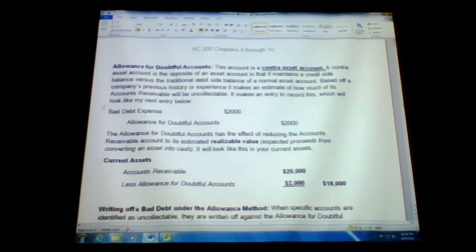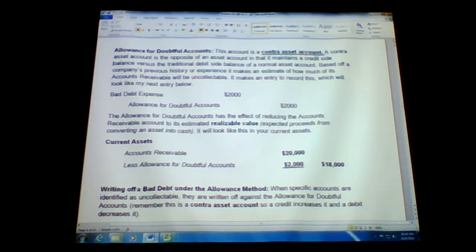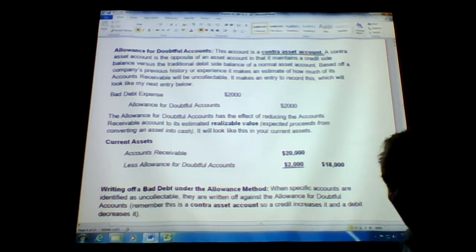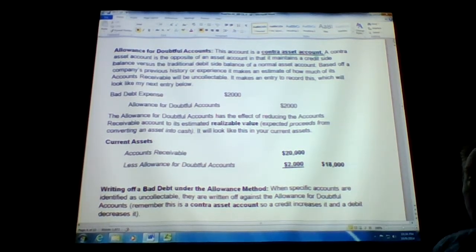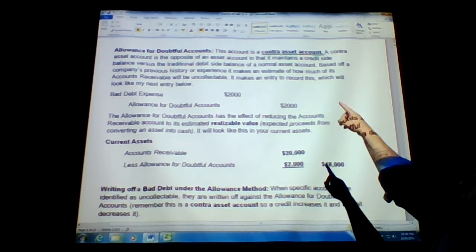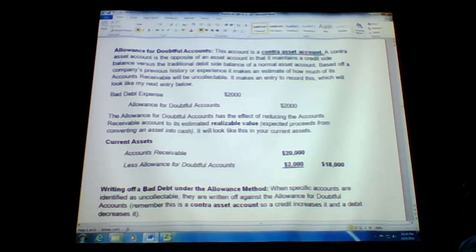Under the allowance method, we have what is called an allowance for doubtful accounts. This account is a contra asset account. A contra asset account is the opposite of an asset account in that it maintains a credit side balance versus the traditional debit side balance of a normal asset account. Based off a company's previous history or experience, it makes an estimate of how much of its accounts receivable will be uncollectible. It makes an entry to record this, which will look like my next entry below.